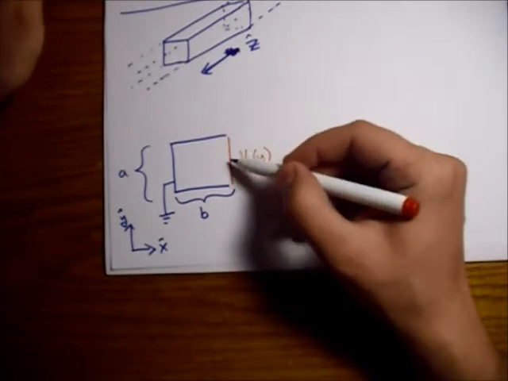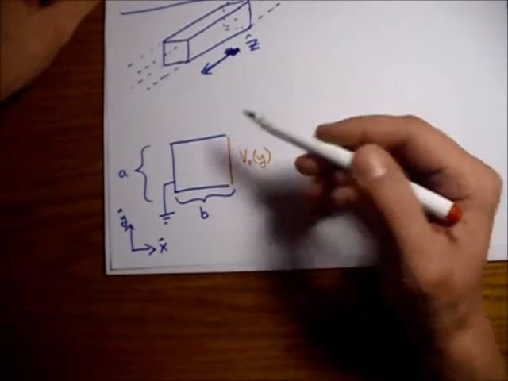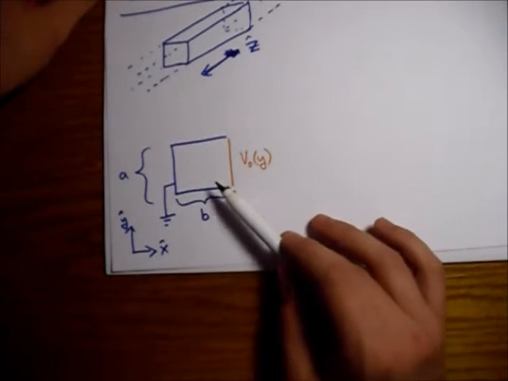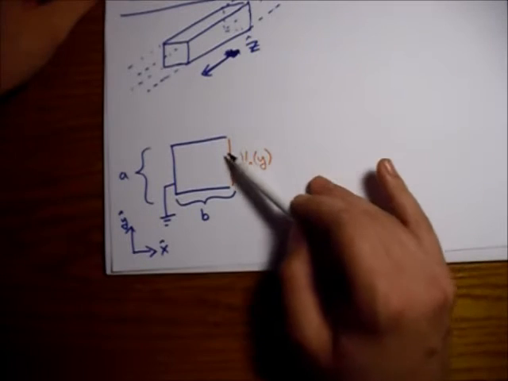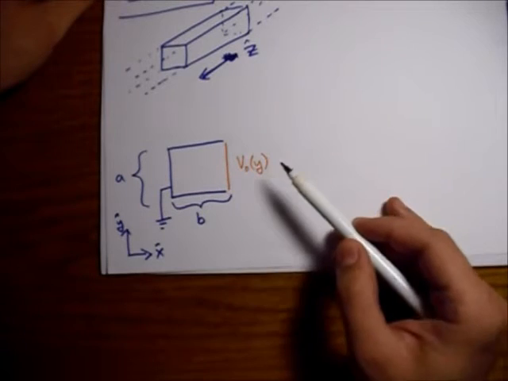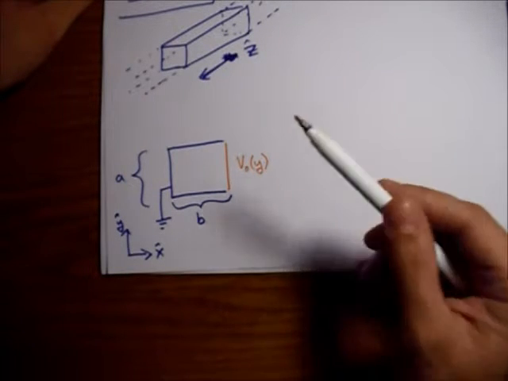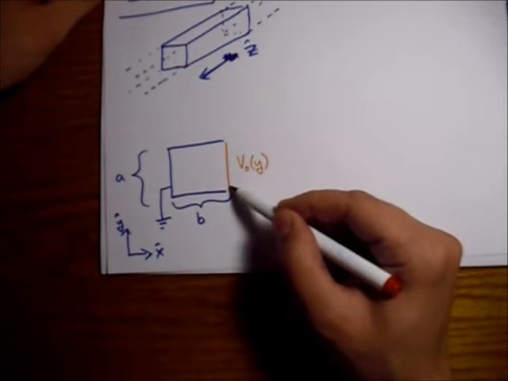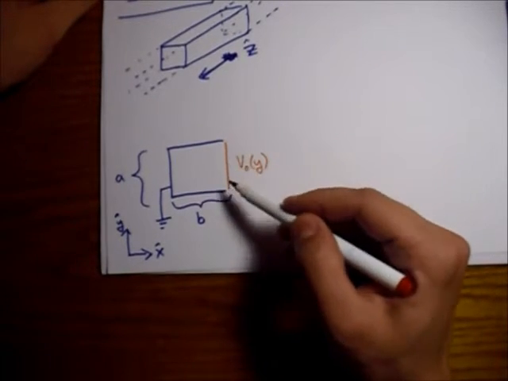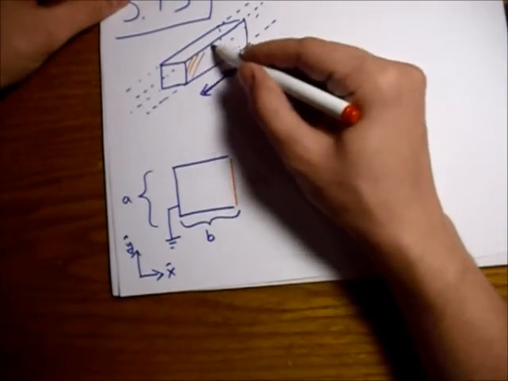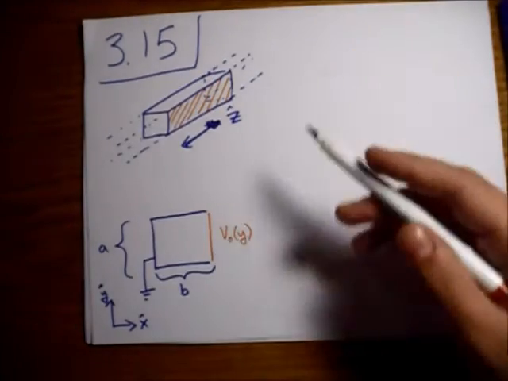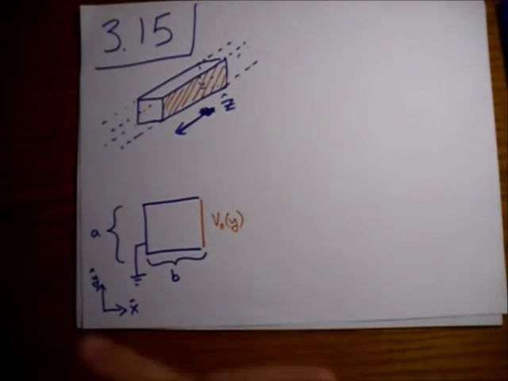I drew this side in a different color because these three sides are grounded, that is, they are held at a potential of 0, and this side is held at a different potential. In fact, it's not even necessarily a constant potential. It's a function of y, so this potential could vary as you go up along this side. Let me color in this side of our infinite box representation just so you can see what we're looking at here.